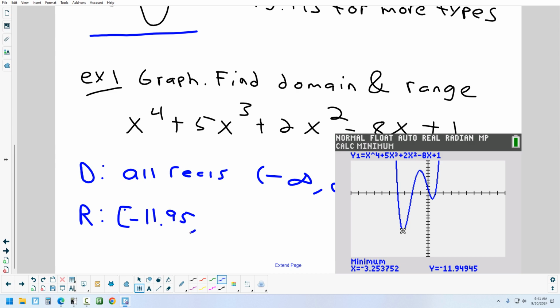And how high does the graph go? About one there? Infinity, yeah, it just goes up forever. Even degree polynomials always have infinity somewhere. They either go up forever or they go down forever. Not both, one or the other. We'll talk more about that, but that's just kind of a hint. So there's your domain and range.